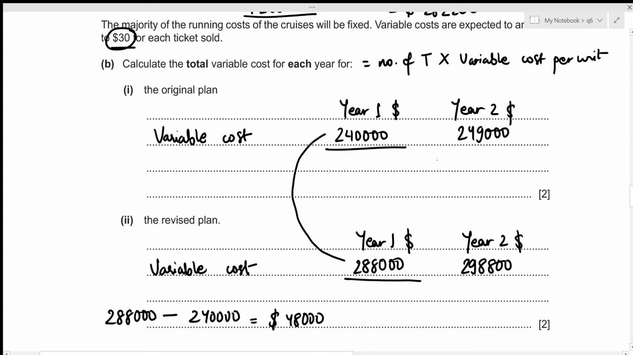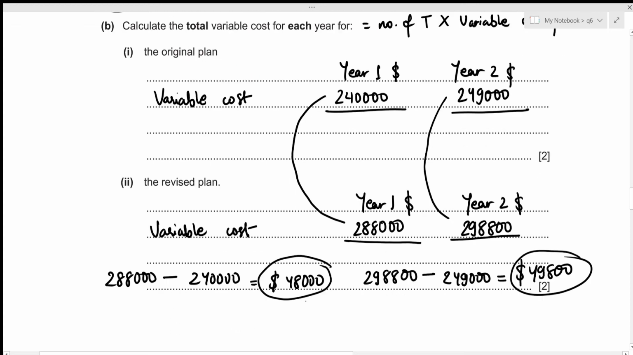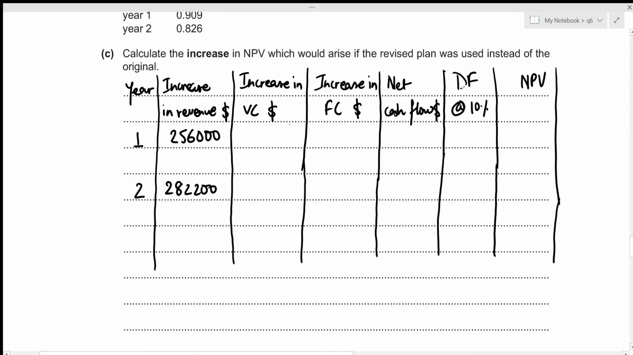Now we repeat the same process for year 2. That's 298,800 for the revised plan minus 249,000 for the original plan, which gives the increment in variable cost for the second year to be 49,800. Okay, let's substitute these two values into our statement in order to figure out the increment in net present value. So that was 48,000 for year 1 and 49,800 for year 2.